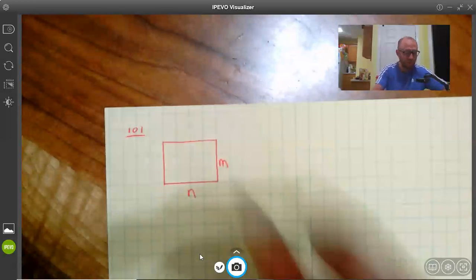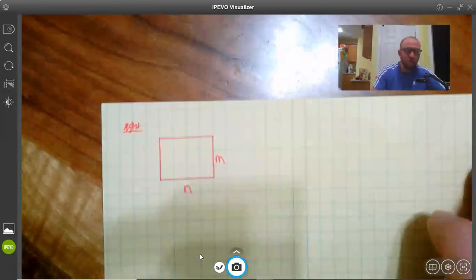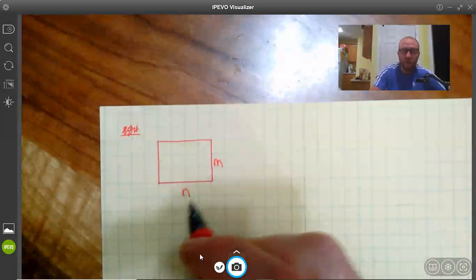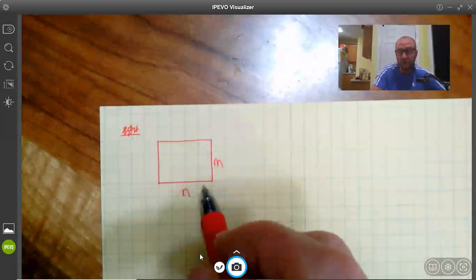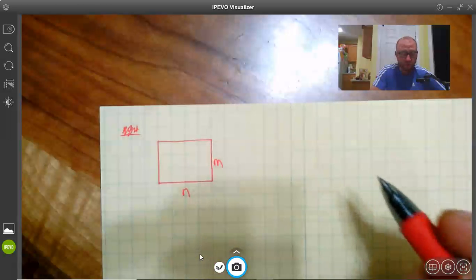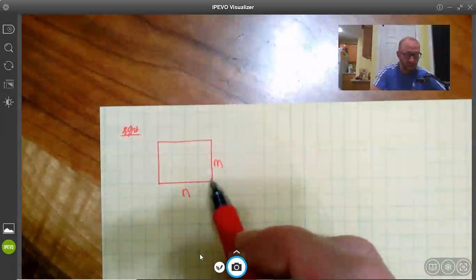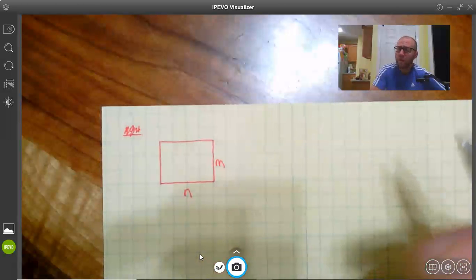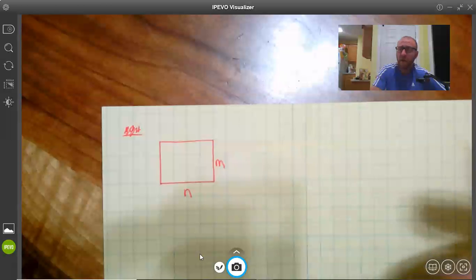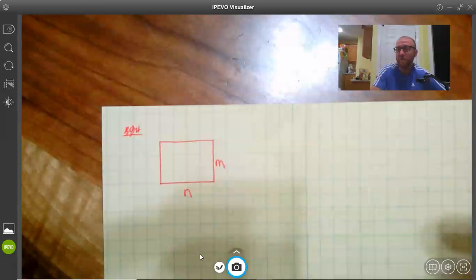All right. In this problem, which is number 101, we're looking at a rectangular grid that's m spaces in one dimension and n spaces in the other. And we're asked to find some things out about this grid. What we're looking for is to be able to write formulas that will calculate these things for us without having to actually draw the picture and count it.